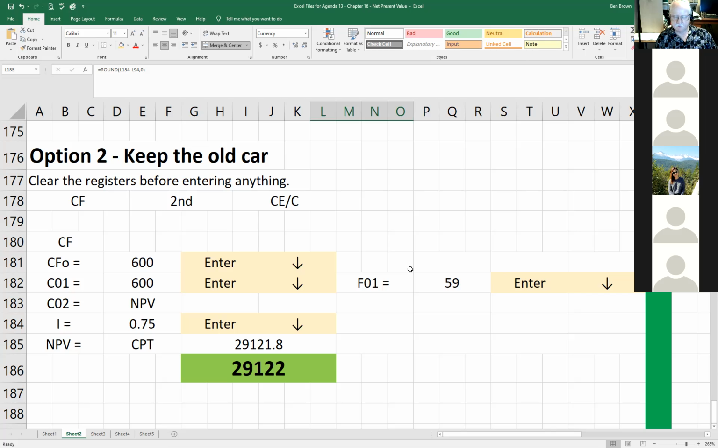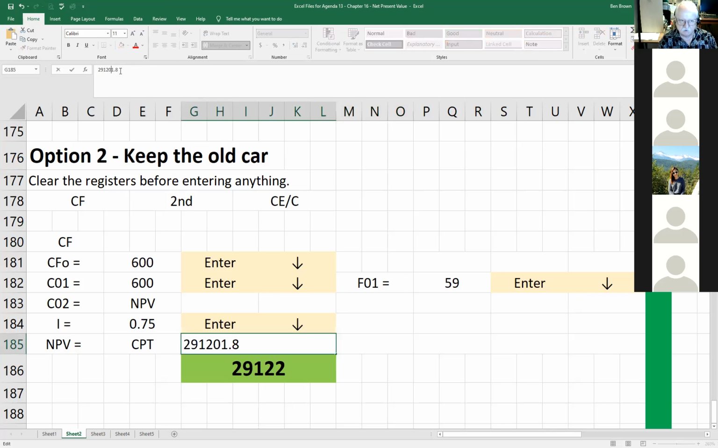That's weird. What number are you getting? I'm getting 29,120.8. Yeah, I am too. Also for me, Mr. Brown, the same. Yeah, so I think I just typed this in wrong. Let's change it and pretend we never saw that.